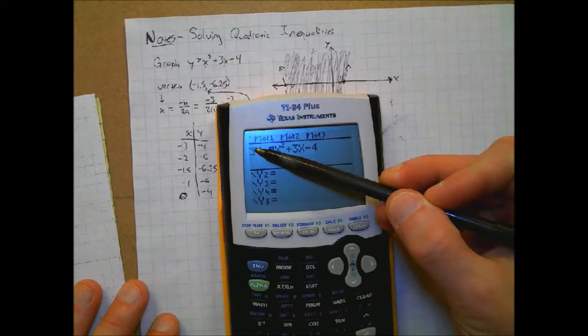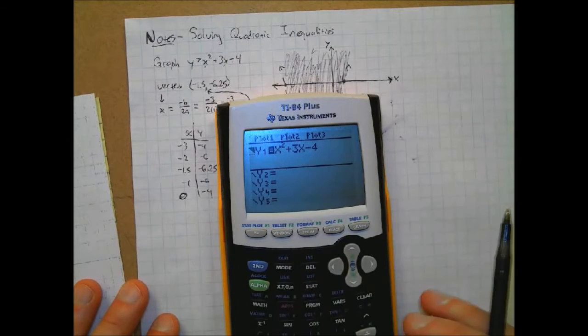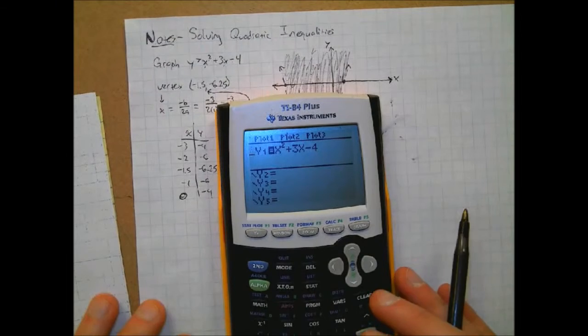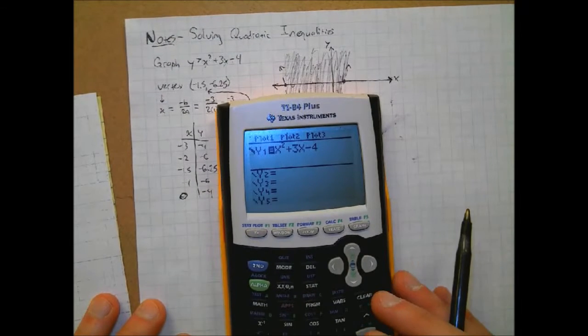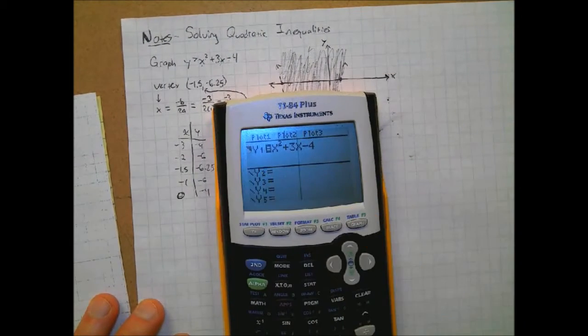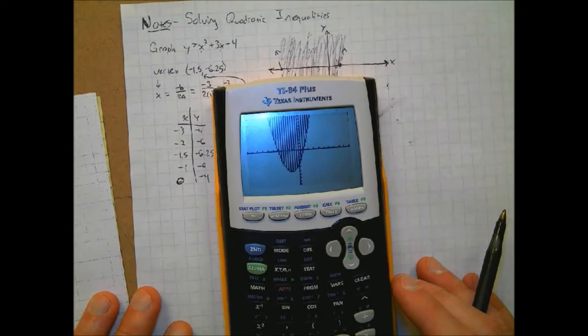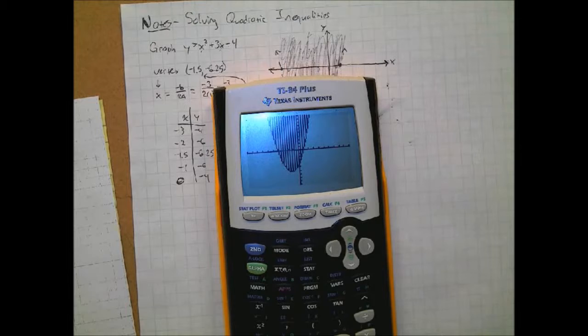This means we're going to shade above the curve. That means we're going to shade below the curve. And then you have some other options there I don't want to worry about right now. But we want to shade above the curve, right? So if I do that, watch what happens. There it is. Shaded above. So you can see the graph there too. It shades it in for you.